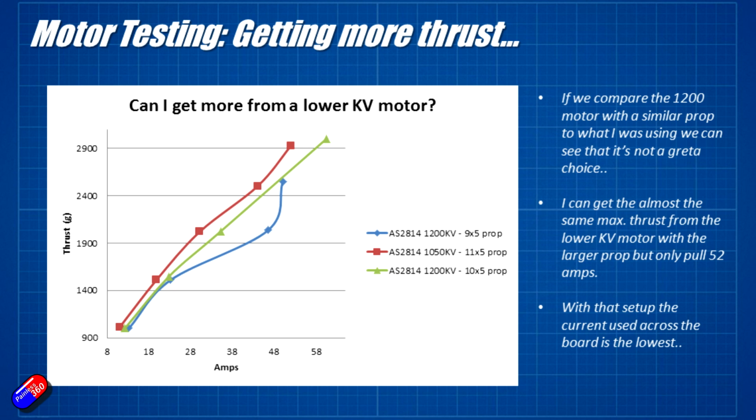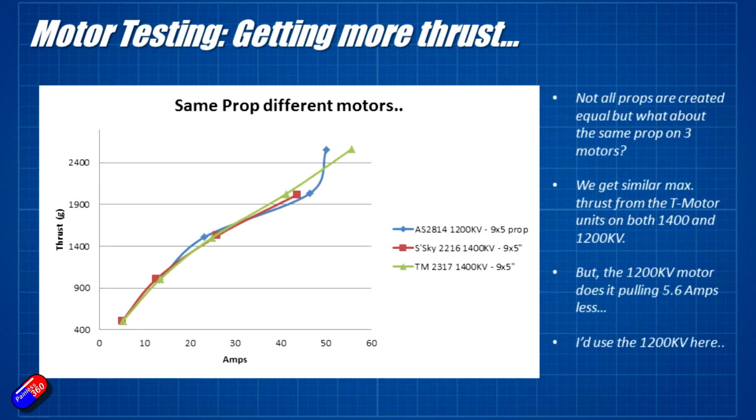Let's have a quick talk about getting some more thrust. So here's a number of different motors all tested. Again, the one that we're all comparing it to is the one at the top, which is the AS2814 1200 kV on the 9 by 5 inch prop. That's the one we've looked at quite a few times. That's the one that I've been using on the model so far.